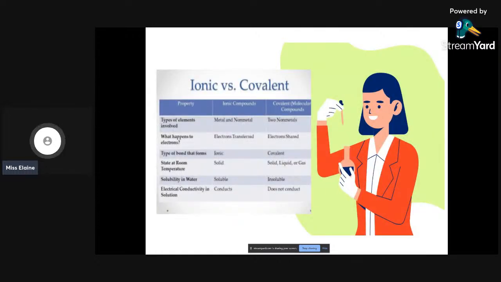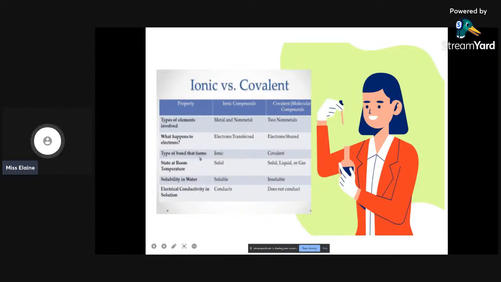This table is the summarization of compounds and the characteristics of these types of compounds. We have ionic compounds and covalent compounds. When it comes to property, types of elements: once again, ionic compounds are metal and non-metal, while covalent are two non-metals. And what happened to electrons? Ionic, transferred. Covalent, sharing or shared.